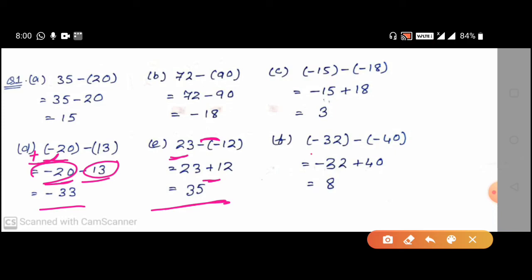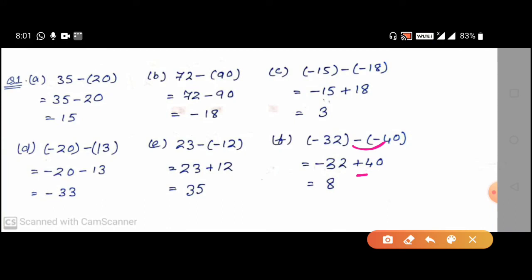Minus 32 within bracket minus 32 minus within bracket minus 40. Since before the bracket we don't have any sign, that means it will be positive, so positive into negative is negative, so minus 32. Here minus within bracket minus 40, so minus into minus is plus, plus into minus is plus, so minus 32 plus 40 is 8.